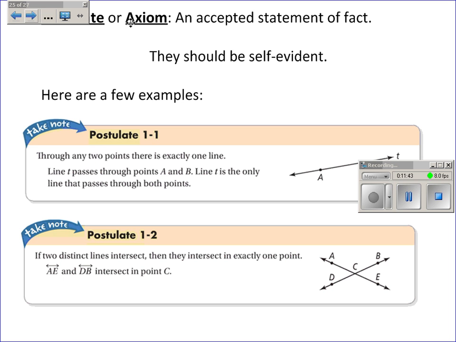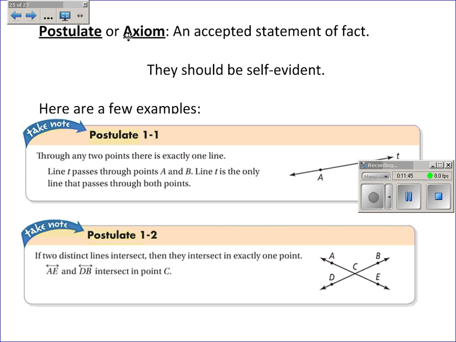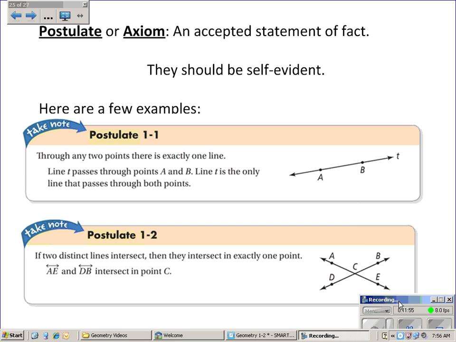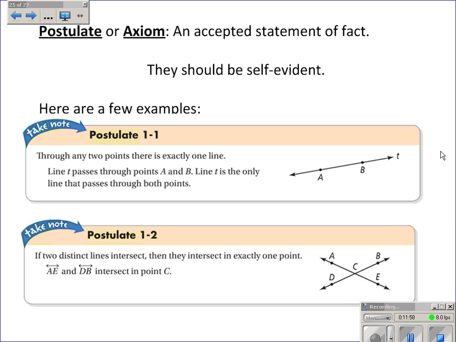The last big idea we're talking about in this section is a postulate or an axiom. It's an accepted statement of fact. They should be pretty self-evident, they should make sense without you having to explain them too much. But they are also, from a theoretical standpoint, the building blocks of geometry. Here are a few examples. Through any 2 points, there's exactly one line, which means if you pick any 2 points in space, you can draw exactly one line through them.